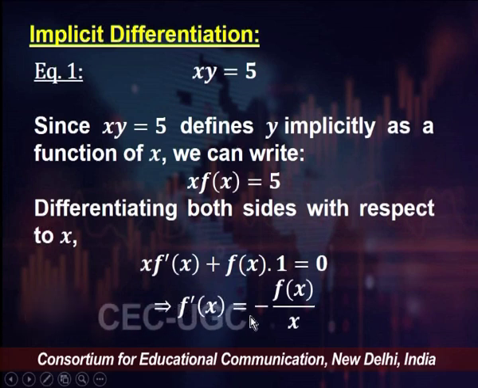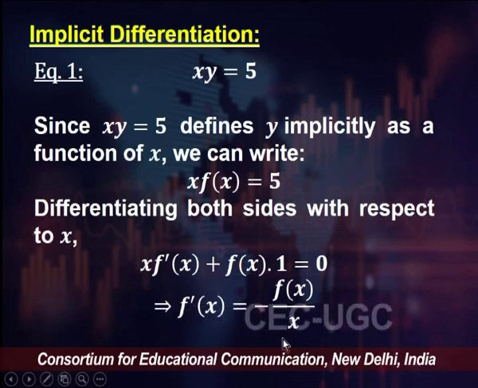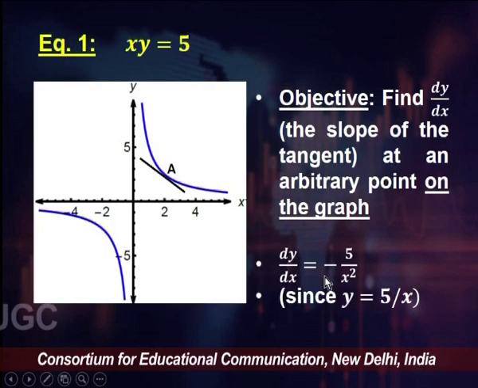Now we have this particular expression, and we can solve this equation for f prime of x to get minus f of x divided by x. So, this is nothing but minus y upon x, as you can see.